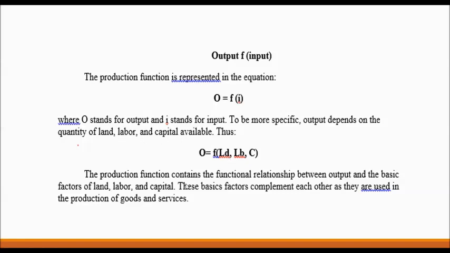capital available. So here, the production function contains the functional relationship between output and the basic factors of land, labor, and capital. These basic factors complement each other as they are used in the production of goods and services. That's why even during the pandemic, because there is a need for social distancing, the company limits the number of their workers who can work inside the factory. That's why their production is also limited.